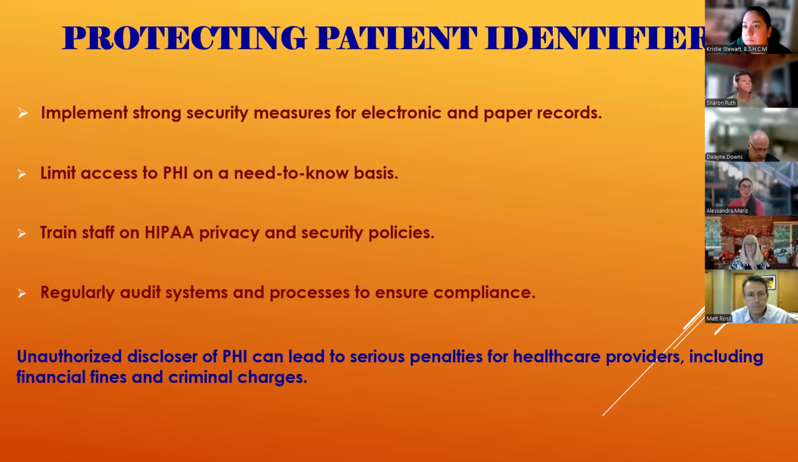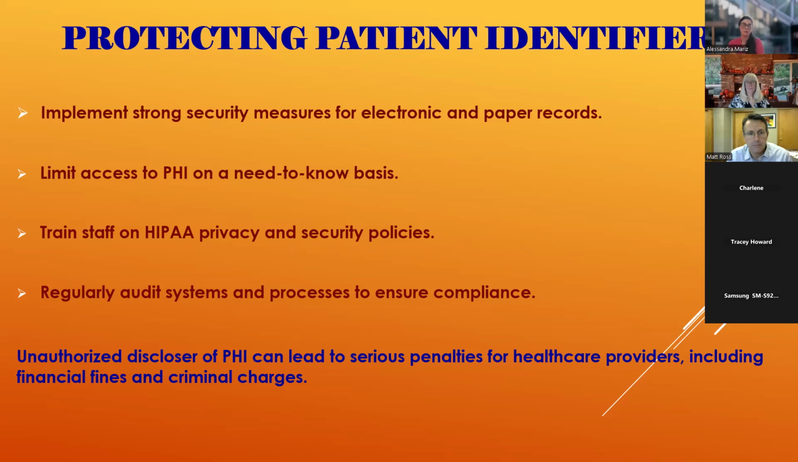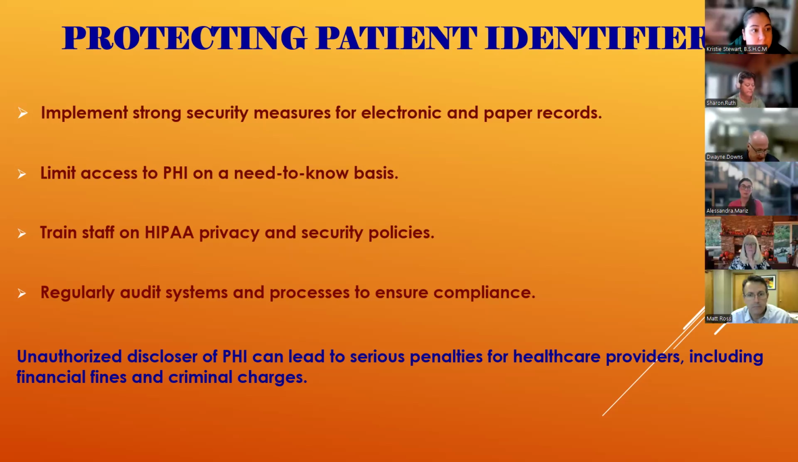Limit access to PHI on a need-to-know basis. Train staff in HIPAA privacy and security policies. Regularly audit systems and processes to ensure compliance. You need to keep in mind that unauthorized disclosure of protected health information can lead to serious penalties, such as financial fines and criminal charges. So these identifiers are basically protected health information.